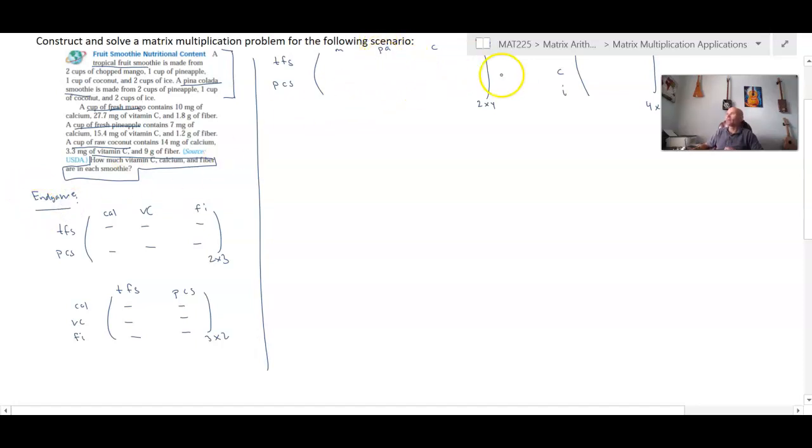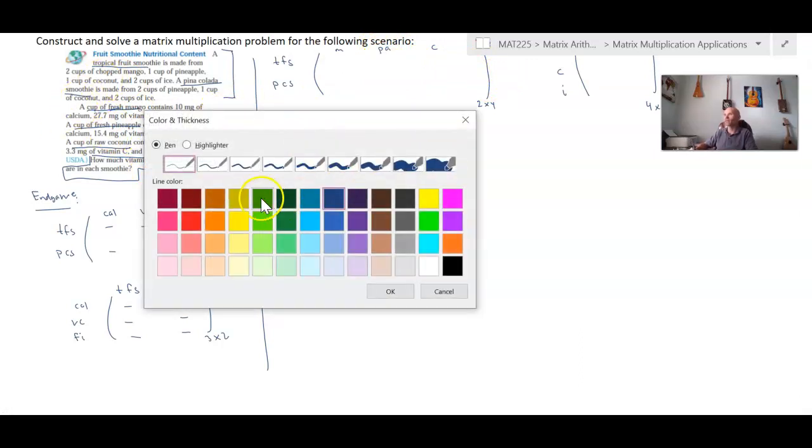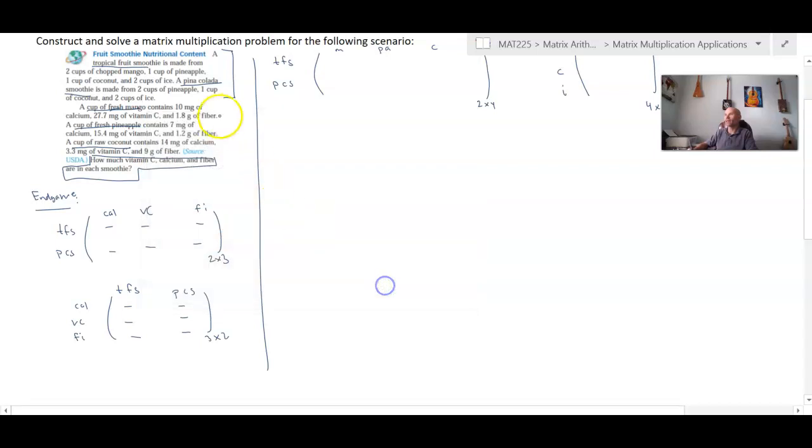And we also need to construct some sort of matrix for this second block here of information. And there's a couple of different ways we could do that. We have mango, pineapple, coconut. We also have ice. If we want, we can make ice negligible since it doesn't have any nutritional content, but I'll go ahead and include it here just so that our problem is complete.